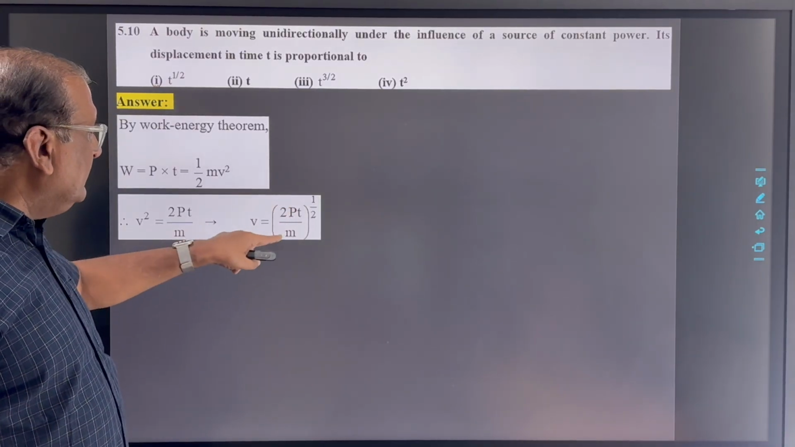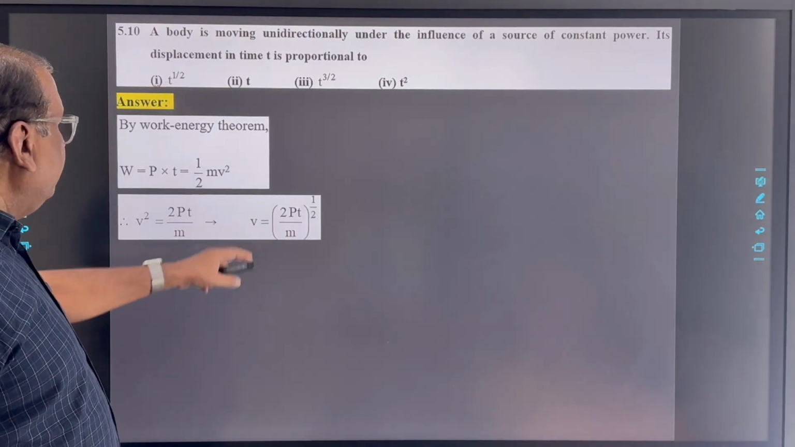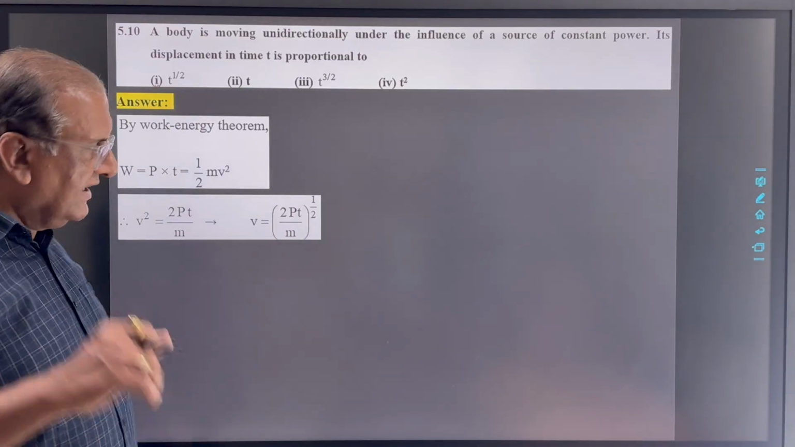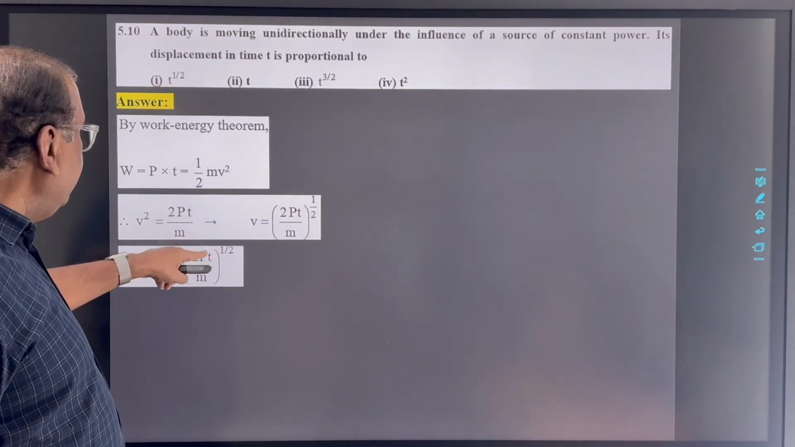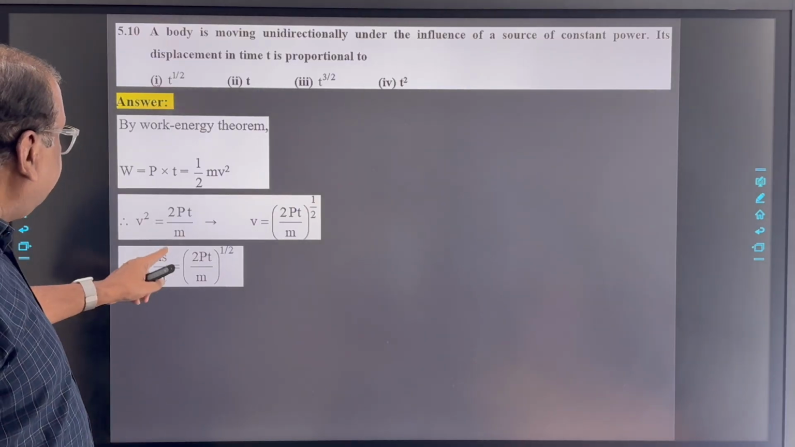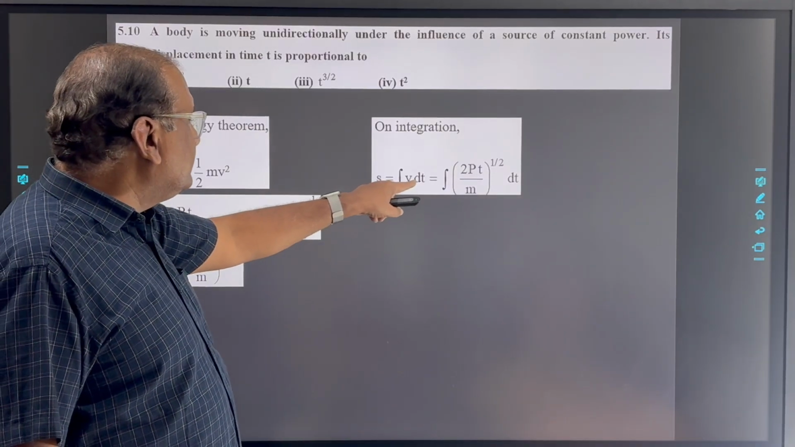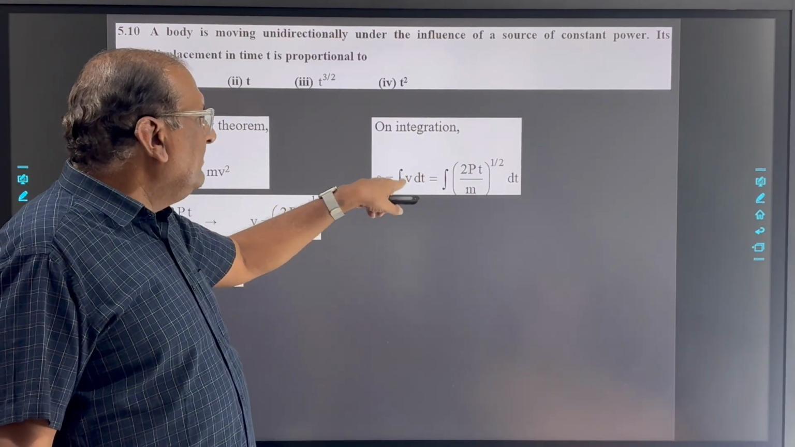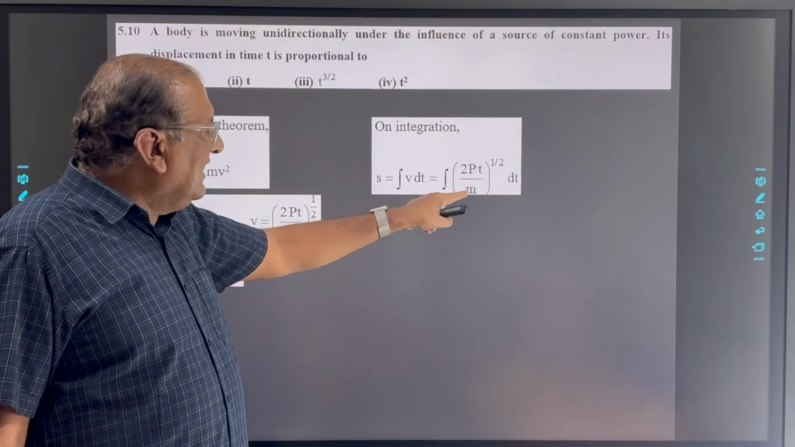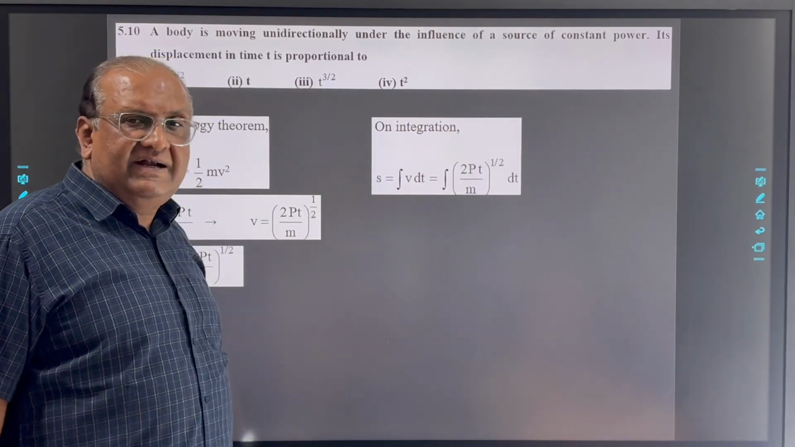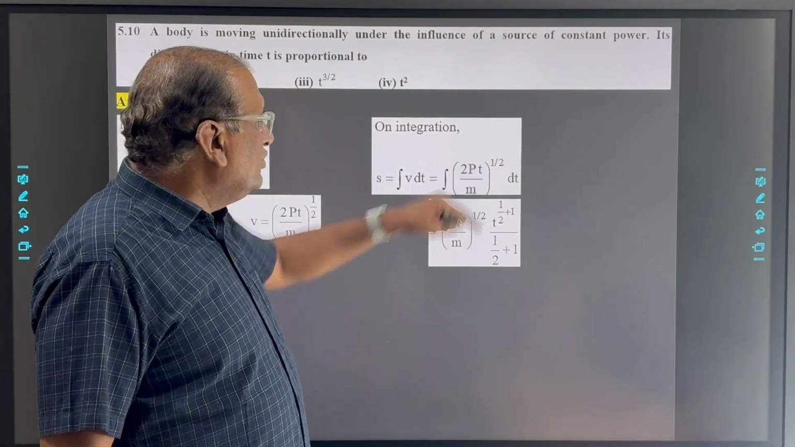Now 2 is constant, P is constant, m is constant. Clear? Now here we can write V as a function of t only. So V is ds by dt, that is (2Pt by m) raised to 1 by 2. If we integrate this equation, then S equals integration of V dt, that is (2Pt by m) raised to 1 by 2 dt. (2P by m) raised to 1 by 2, take it outside the integration because it is constant, and then integrate t raised to 1 by 2.